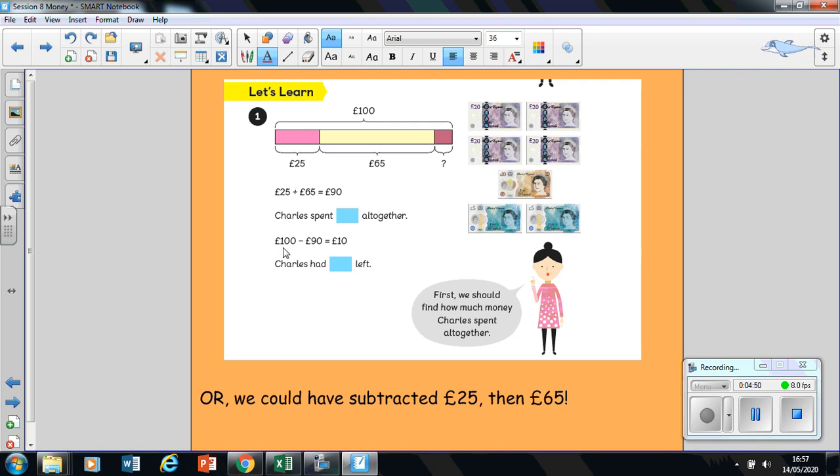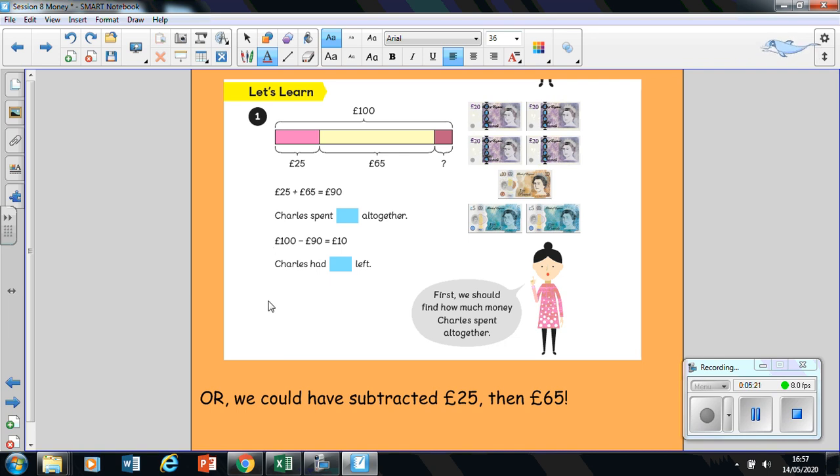So he had £100 at the start, he spent £90, therefore 100 take away 90 is £10, and Charles had £10 left. Okay, first it says here we should find how much money Charles spent altogether. That's what we did. So we added together what he spent first.